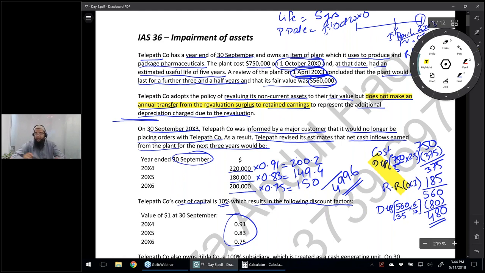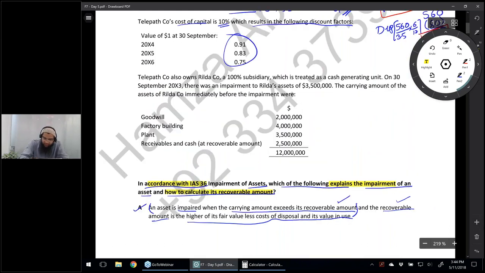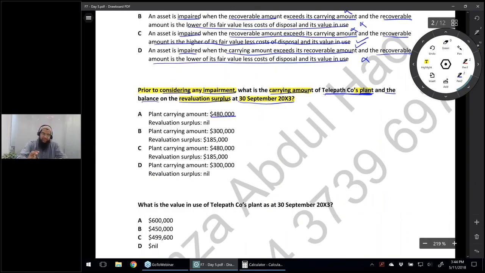185 and 480, these are the two relevant values to us. So let's go down. And the plant has 480, but revaluation surplus 0, no. 300, 185, no. 480, 185, yes. So C is the right answer in this case.